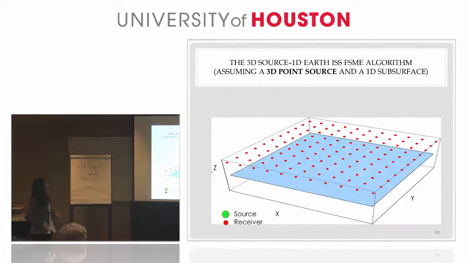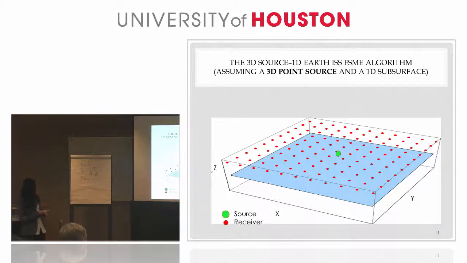And what if the Earth is 1D? If the Earth is 1D, the data doesn't care where your source is, which means it's independent of the source location. That allows us to reduce the data requirement from an area coverage of the sources to only one shot. Okay, about here.